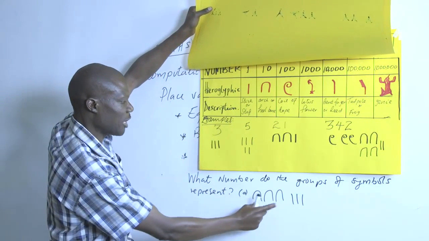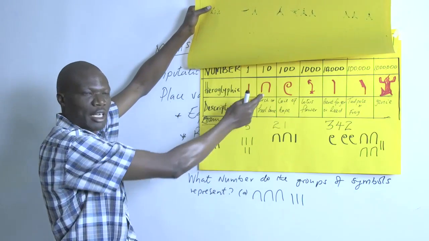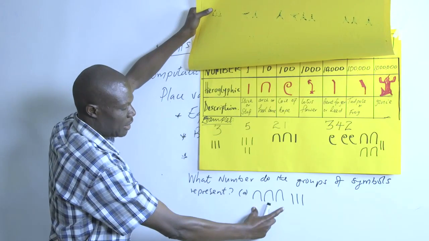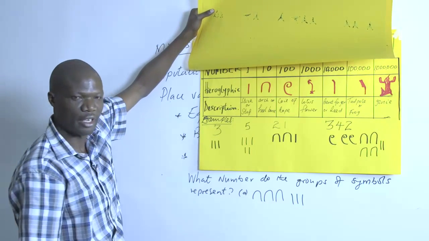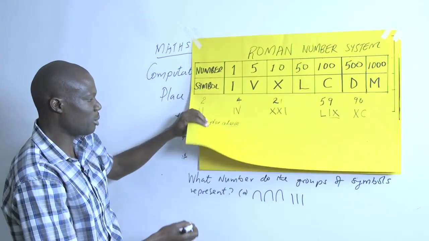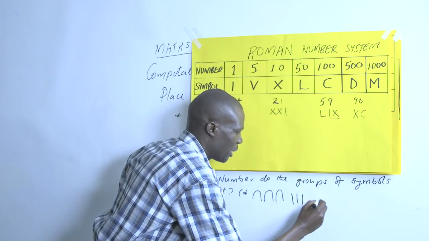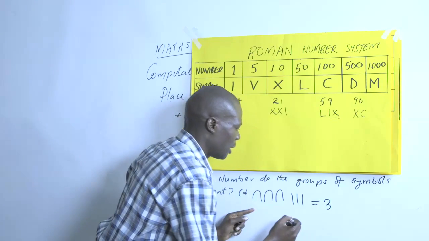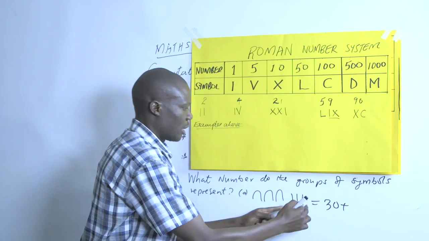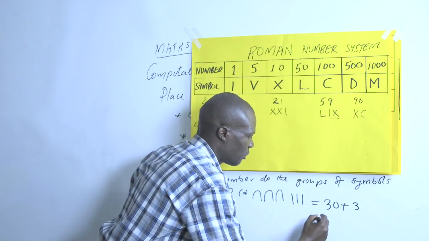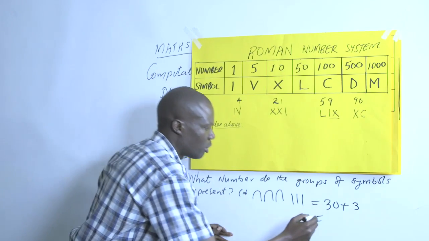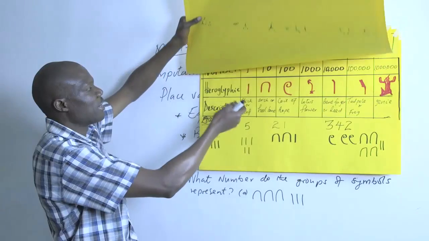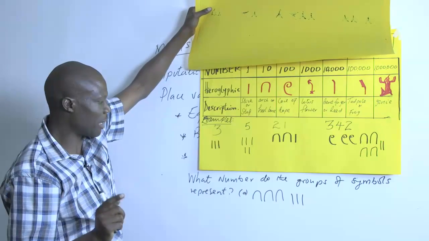So in the Egyptian system, when we have an arc, it means a 10. When we have a stick, it means a 1. Then we have 3 arcs and 3 sticks. So in this particular case, 3 arcs stand for 30 and 3 sticks stand for 3. So the value of this group of symbols is 33, and remember, it is an Egyptian system of numbering.